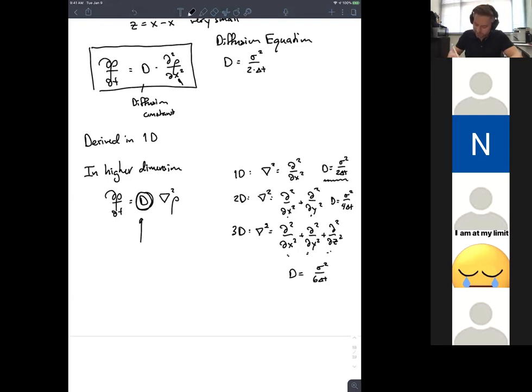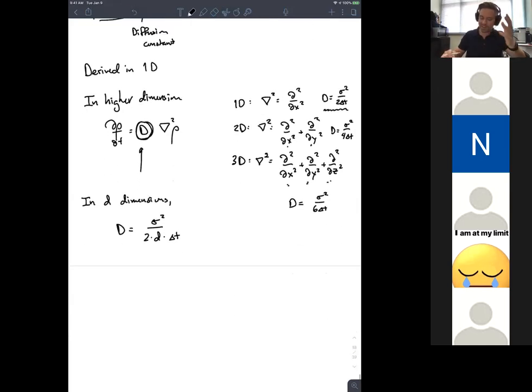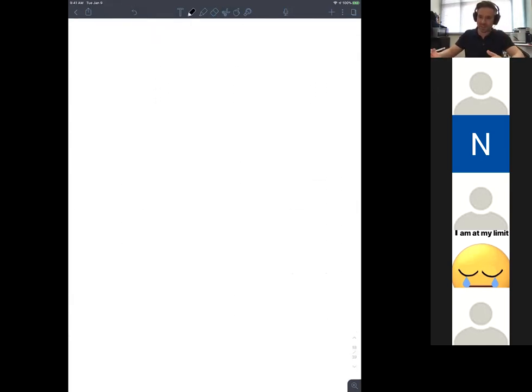In general, in d dimensions, the diffusion constant is going to be equal to sigma squared over 2 times your number of dimensions times the time interval between steps. Otherwise, the reasoning is exactly the same. So that's how you generalize to higher dimensions.